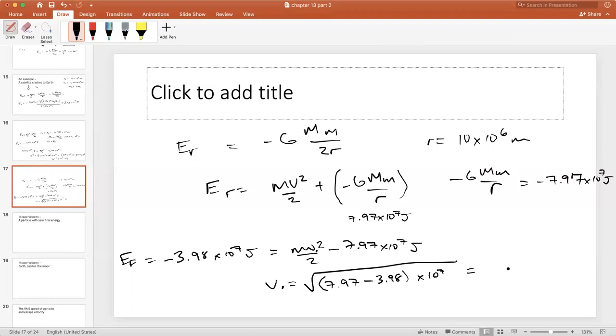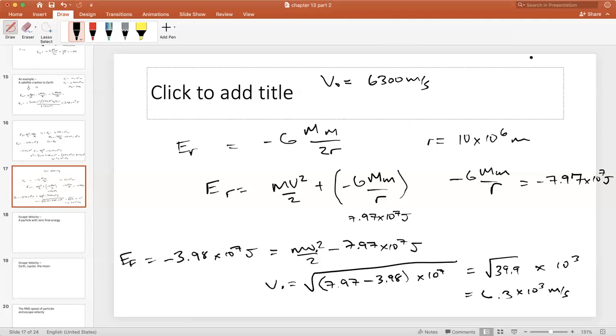So if I go the square root of 39.9, this should have been 3.99 times 10 to the 6th. This is times 10 to the 3rd. And the square root of 39.9 is 6.3. So this is 6.3 times 10 to the 3rd meters per second. So our initial speed of the satellite was 6,300 meters per second.